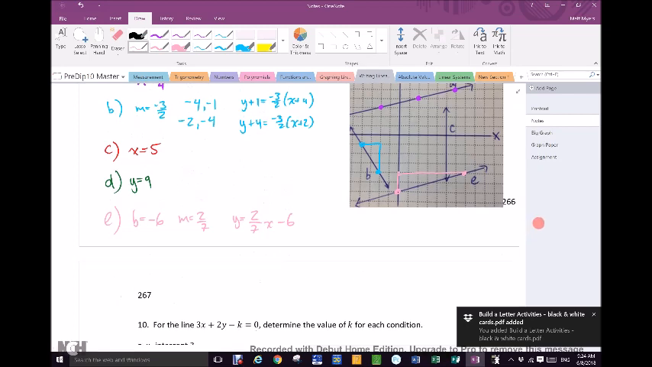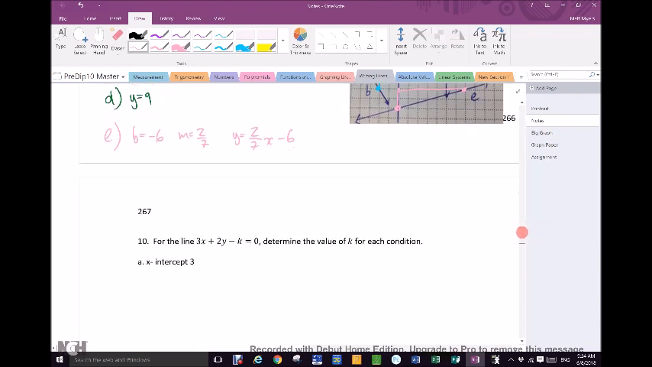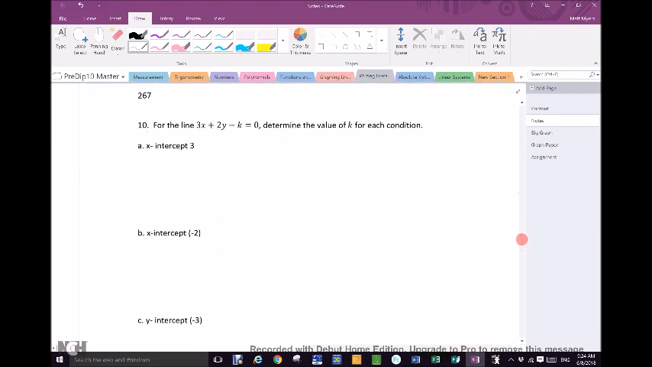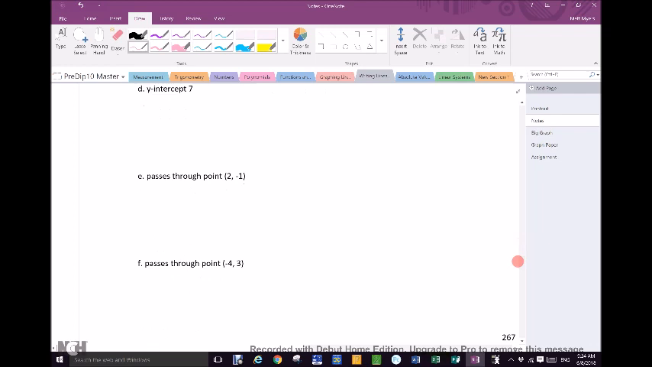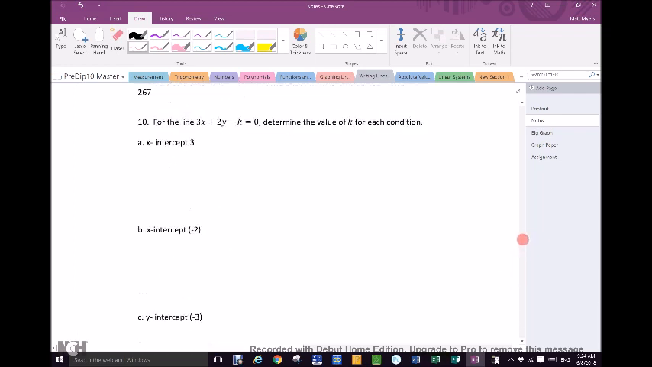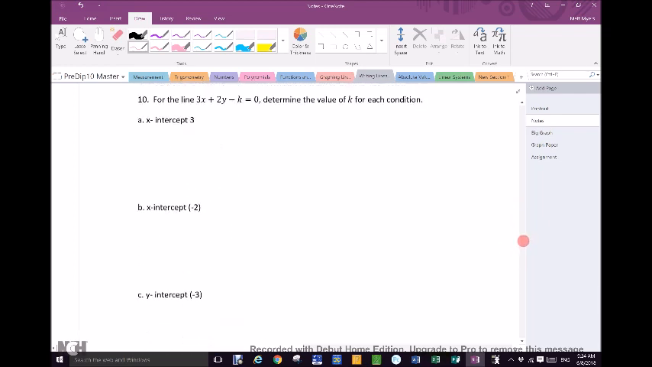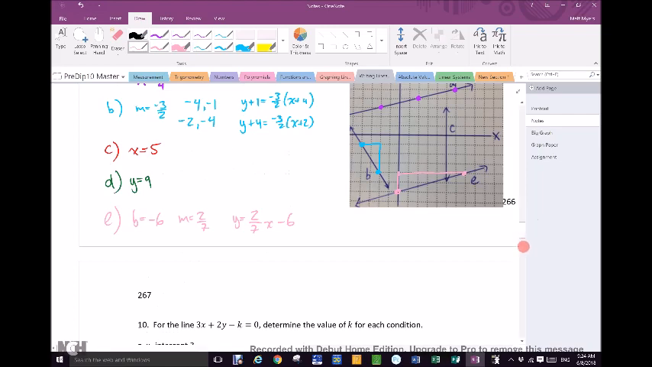Did you go over to 7? Because I keep getting y equals negative 1. Everybody else, start on number 10, and that will take you to the end of the block.